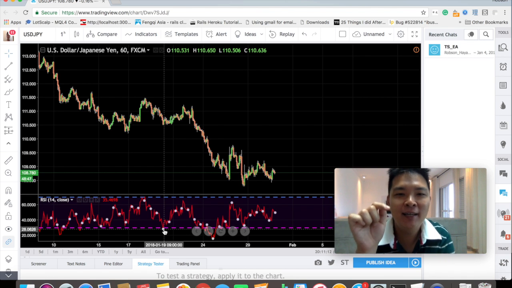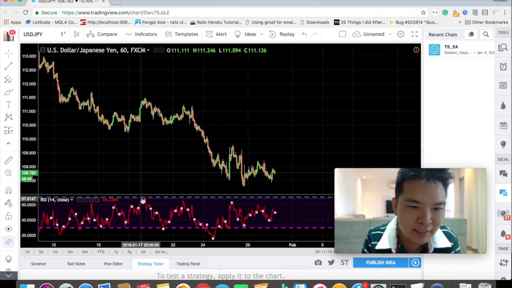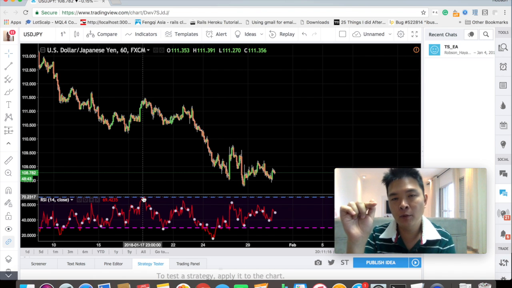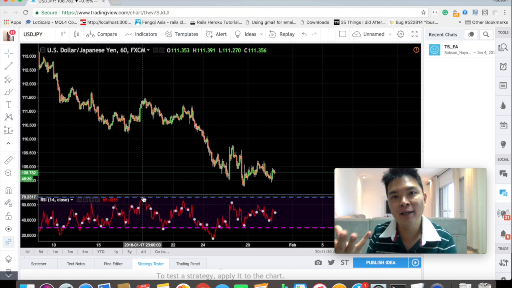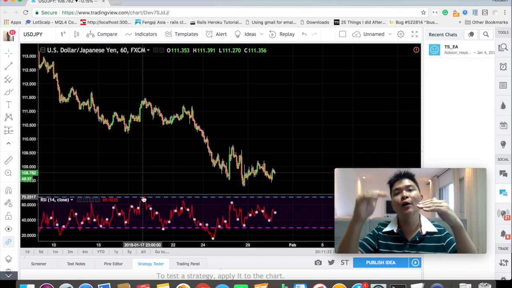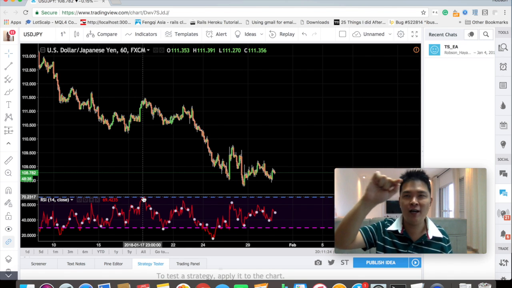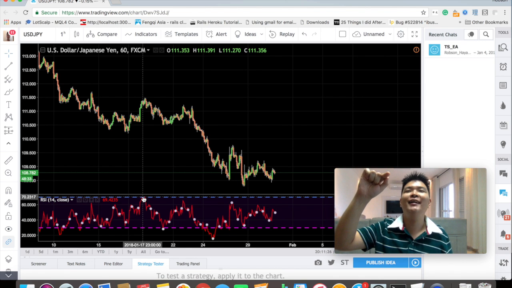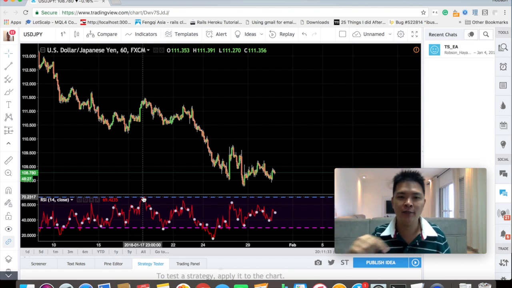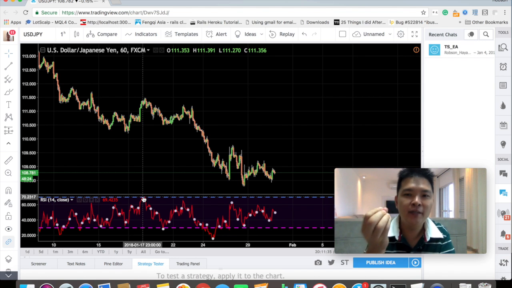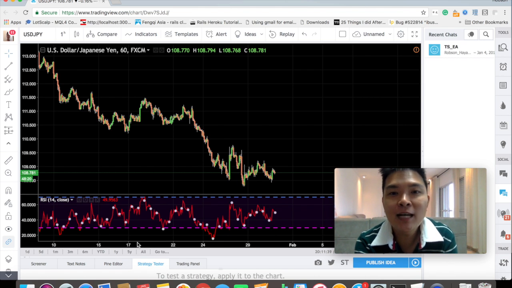And if it reaches here, it means that it was overbought. So now we expect price to go down. Why? Because too many people bought it and the price is so high that it was overbought. From here, we probably expect price to go down again. So that's the theory behind RSI. Sometimes it works.